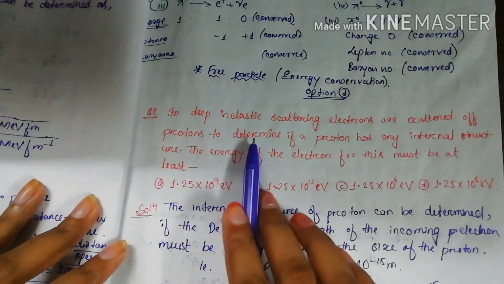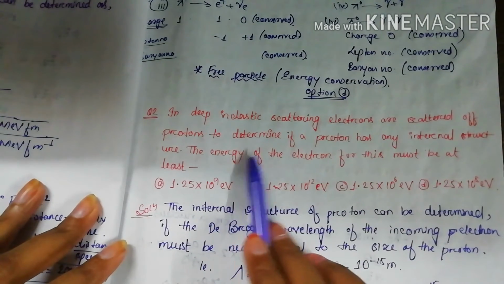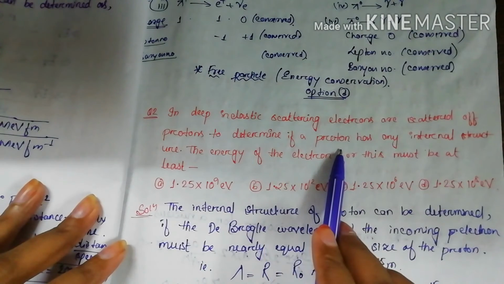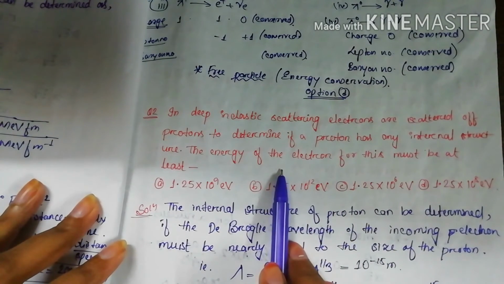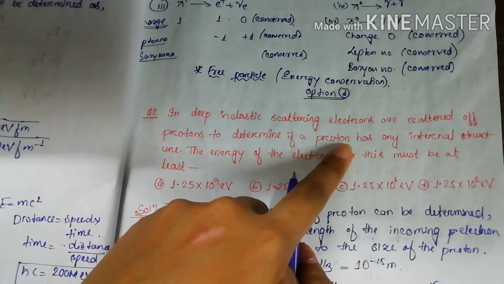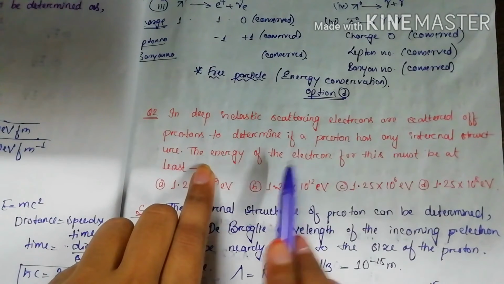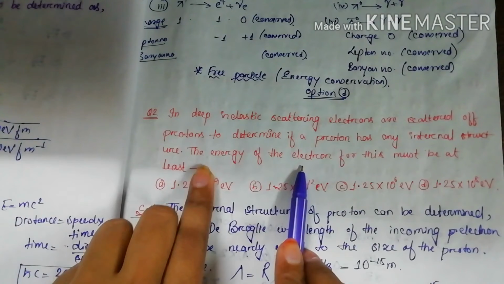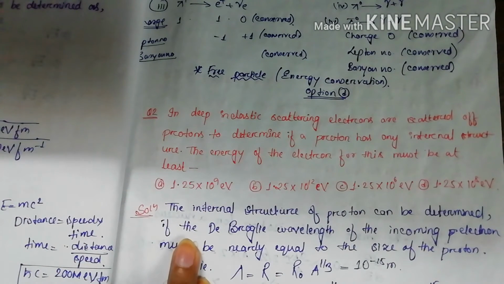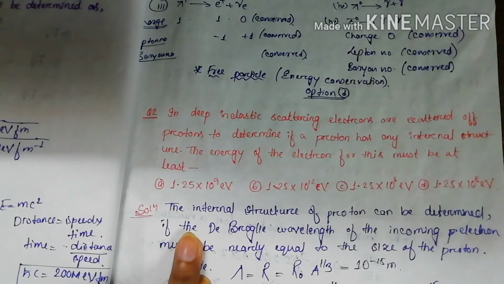Here in deep inelastic scattering, electrons are scattered off protons. To determine if a proton has internal structure, we have to find the energy of the electron. So the question is that electrons are scattered off protons, and we have to determine, if the proton has internal structure, what should be the energy of the electron. Here we have four options. Firstly, if the internal structure of a proton is to be determined, we have to keep in mind that the de Broglie wavelength of the incoming electron must be nearly equal to the radius or the size of the proton.